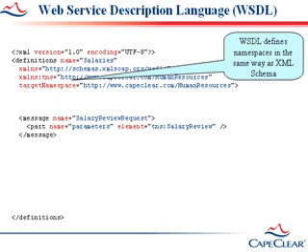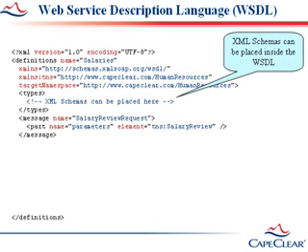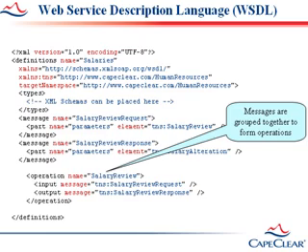WSDL defines namespaces in just the same way as XML schema, and it provides a location to put your XML schema inside the WSDL. Messages can be grouped together. Here we see an input and an output message used to create a request-response operation. We could also define messages to describe the faults that might occur and add them to the operation.